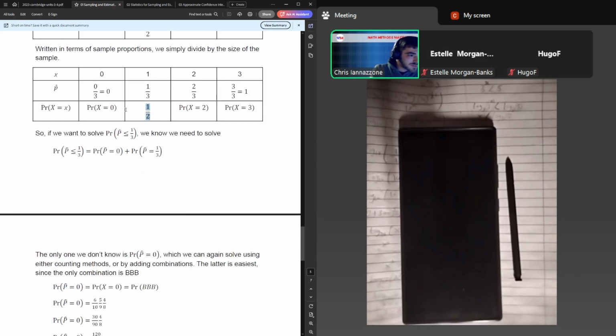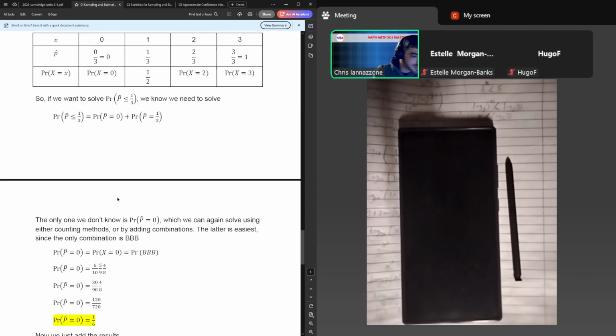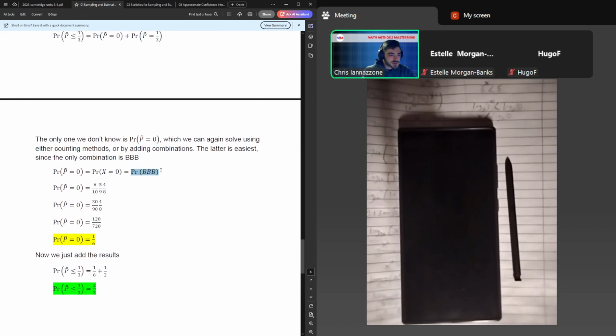So if we know that we have to add these 2 together, then the only thing that's left to do is figure out what is x equals 0. Well, in the context of this scenario, if x is the number of white balls selected, then 0 white just means all black. So we want to figure out the probability of getting all black, which you could do using counting methods or by the other method we talked about, which is just manually thinking about the number of combinations.